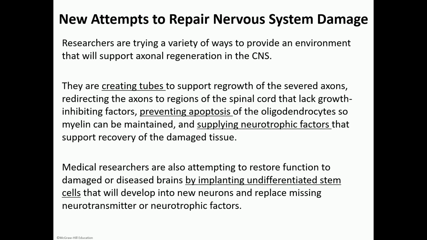And that's what the science is trying to do now. So we are trying to implant undifferentiated stem cells, recreate what happened in utero. Okay, so create tubes. And again, the axons have no idea, they need direction. So we want to create these tubes, maybe try to prevent apoptosis of the myelin sheath by supplying these neurotrophic factors. And maybe, just maybe, the neurons will have the ability now to regenerate. So again, this is all research that is in progress.